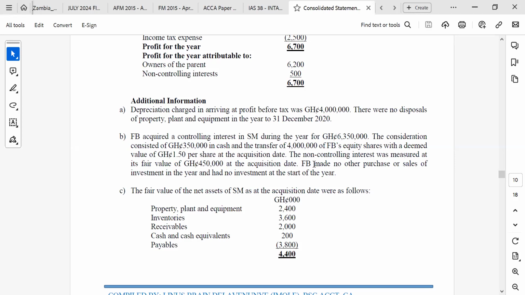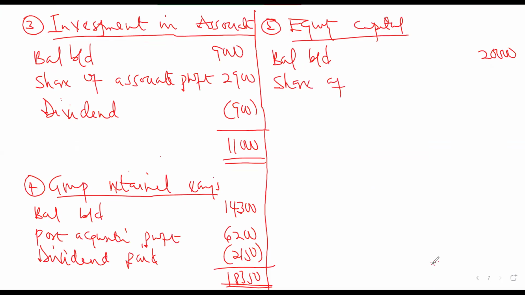Okay, so there was a share exchange. The share exchange will be increasing our equity capital, which is not cash. So that was a share exchange of 6,000. Okay, so this is how we have our opening balance of the equity capital. We add our share exchange. That's how we consolidate.